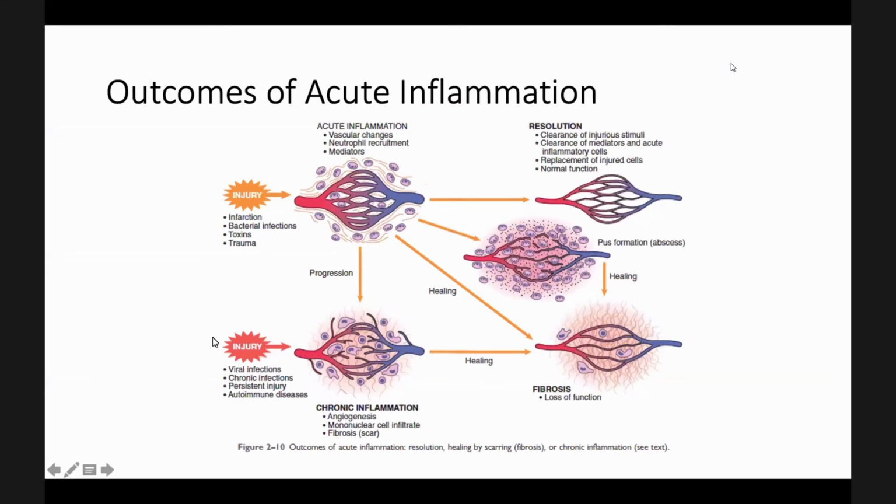Injury like viral infections, chronic infections, persistent injury, and autoimmune disease will cause chronic inflammation with the formation of angiogenesis, mononuclear cell infiltrate, and fibrosis scar, and the healing process will be lost, leading to fibrosis. So the outcome of inflammation is either healing, or pus formation, or fibrosis, that is, loss of function.